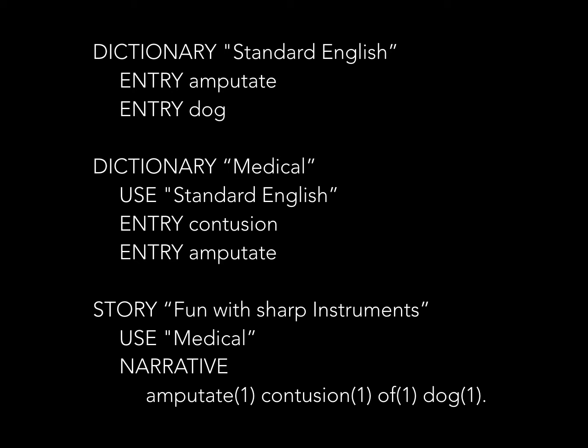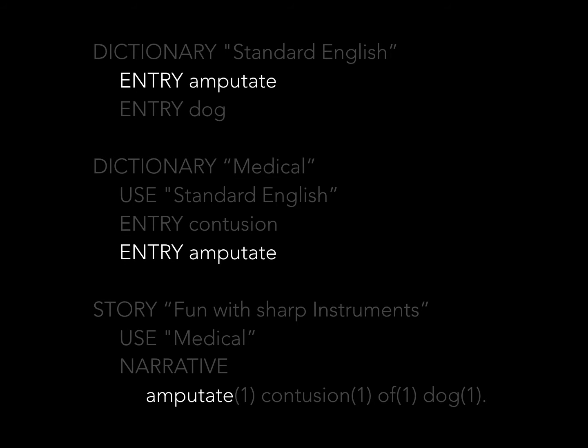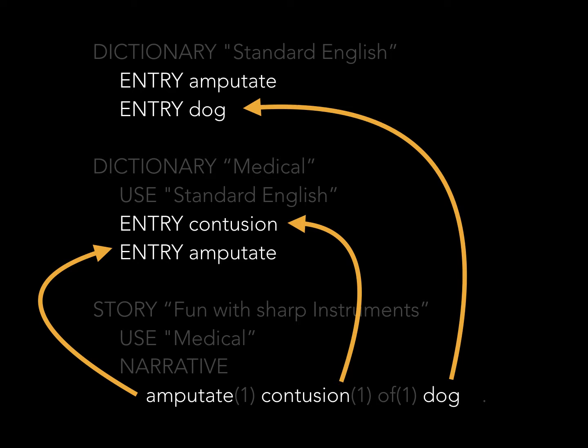If a word exists in more than one of the dictionaries used by a story, then word resolution is performed by going up the chain of dictionaries where the first definition encountered wins. So, for example, if amputate is defined in both the medical and standard dictionaries, the medical definition wins because it is the first in the chain. On the other hand, words such as contusion and dog must be resolved by the medical and standard dictionaries respectively, since they are only defined once.